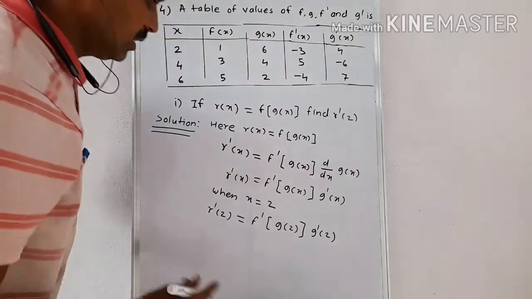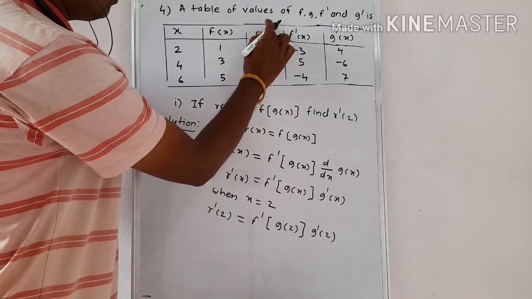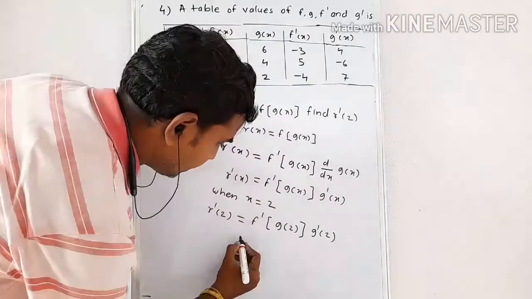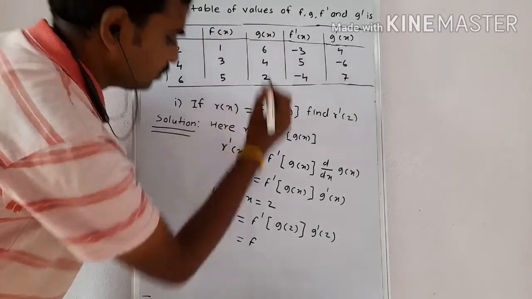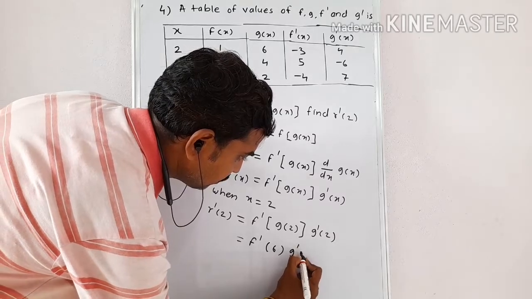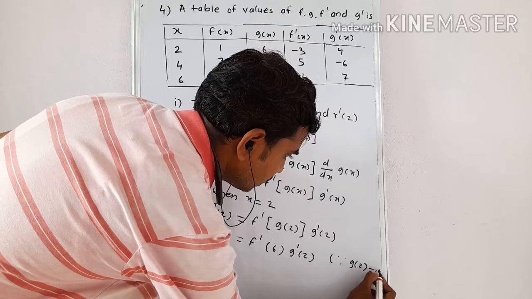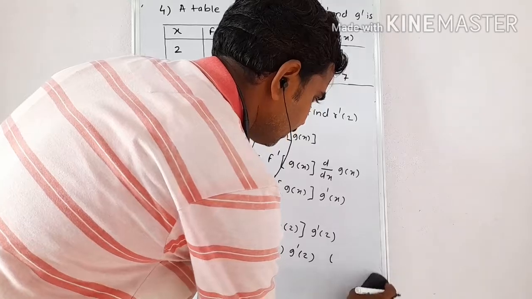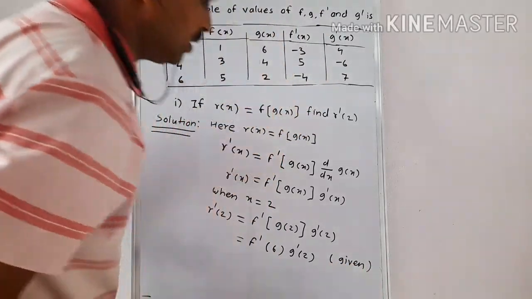Here, what is value of g of 2? Value of g of 2 is 6. Therefore, we write here f dash of 6, and g dash of 2 as it is, since here g of 2 equal to 6 from table, or given from table.